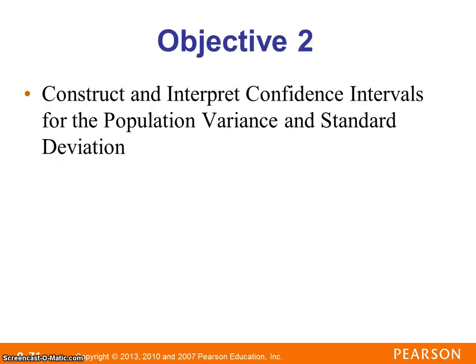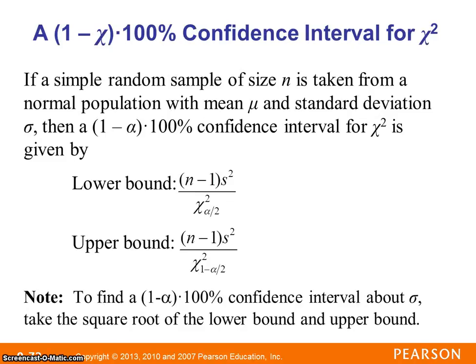So objective 2 then would be to construct and interpret confidence intervals for the population variance and standard deviation. So the lower bound will be given by this formula, and the upper bound will be given by this formula, where alpha is the standard alpha we've used for the t and the z distributions.